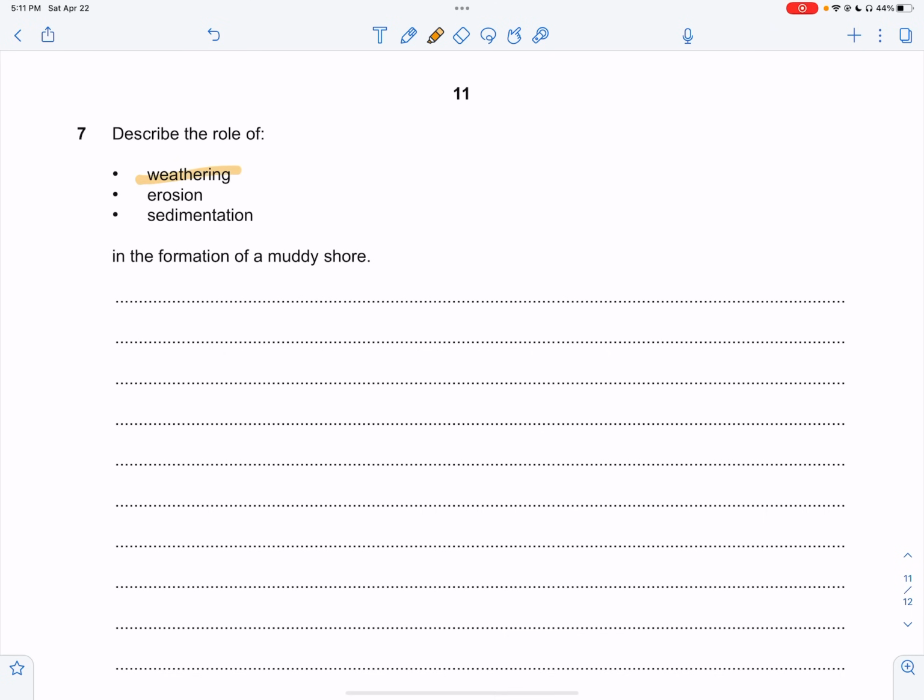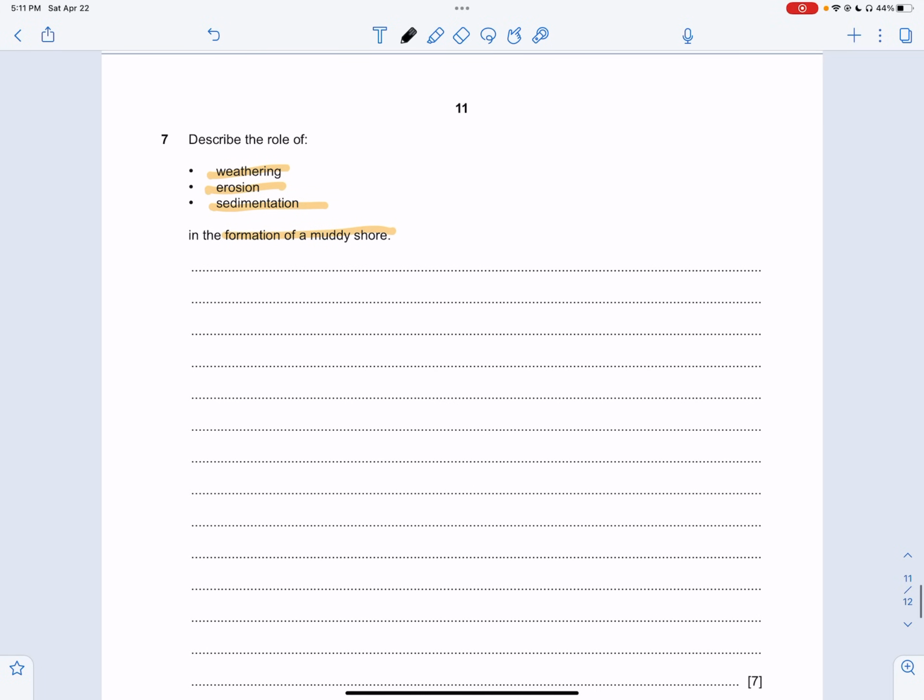Describe the role of weathering, erosion, and sedimentation in formation of a muddy shore. I had all my students practice this same question, and then I changed out muddy shore to delta, to sandy shore, and to rocky shore, just so they can get the same flow. Honestly, the way you're answering isn't going to be any different. It's just the different aspects in those areas.